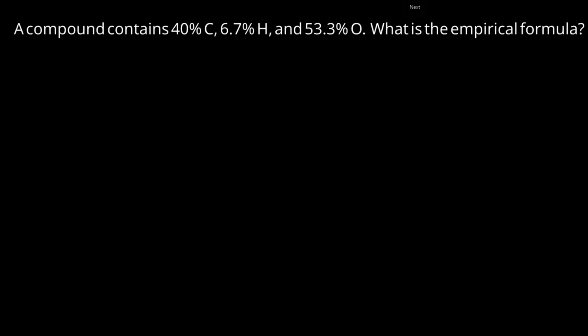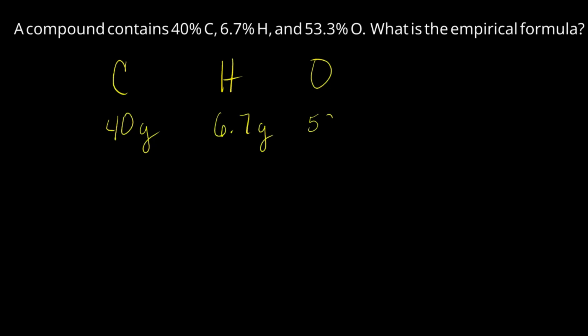Our first sample problem says a compound contains 40% carbon, 6.7% hydrogen, and 53.3% oxygen. What is the empirical formula? I like to list each element: carbon, hydrogen, and oxygen. If I assume 100 grams, that means I have 40 grams of carbon, 6.7 grams of hydrogen, and 53.3 grams of oxygen. All right, so let's convert to moles. So I'll divide carbon, its molar mass is 12 off the periodic table. Hydrogen is 1. Oxygen is 16.